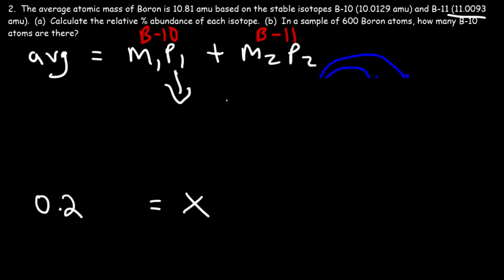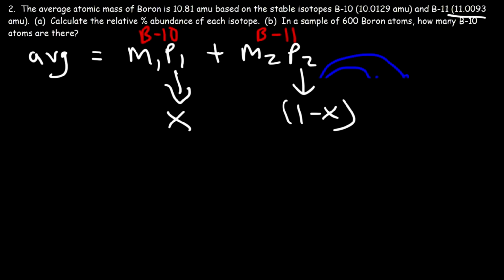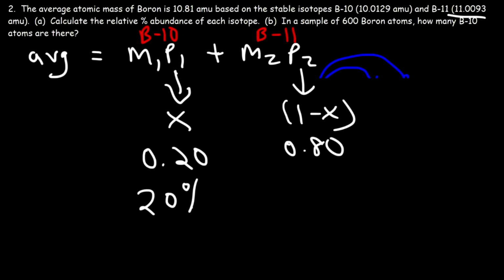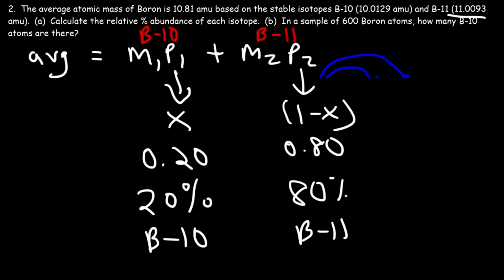So P1 was associated with x, and P2 was associated with 1 minus x. Now, if x is 0.20, that means that 1 minus x, which is 1 minus 0.20, is 0.80. So this tells us that 20% of all of the boron atoms is the B10 isotope, and 80% of all of the boron atoms consist of the B11 isotope.